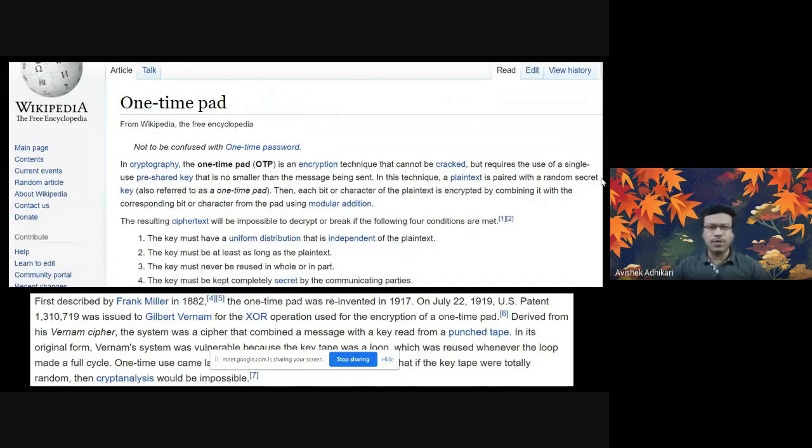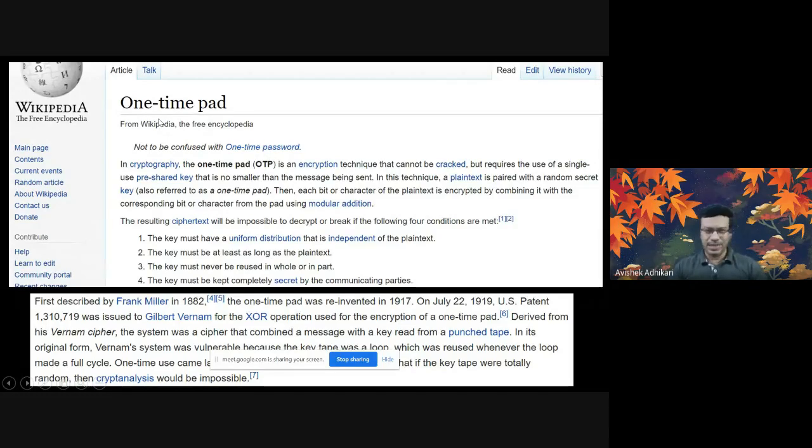I have taken it directly from Wikipedia. You can also Google it and see it in Wikipedia. It's quite well known. It's also available in any of the books. Okay, the idea here is very simple, and it came historically. If you look at this, it came around for the first time around 1882 by Frank Miller, but then under the name one-time pad. So the one-time pad is also abbreviated as OTP.